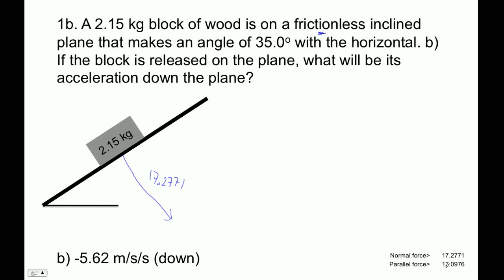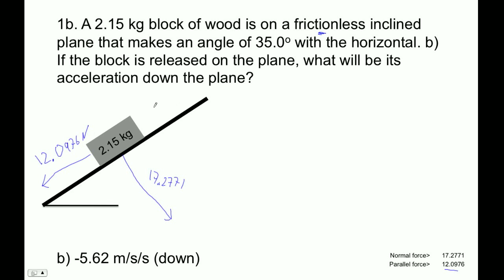So what we really want to worry about is this parallel force, that's acting down the plane like this, and that is 12.0976 newtons. Now we have 3 sig figs, so I'm carrying 5 sig figs. That should be ample.